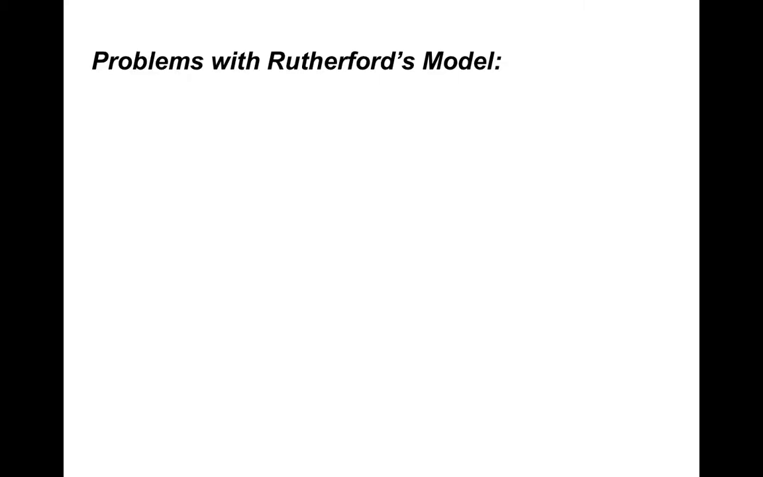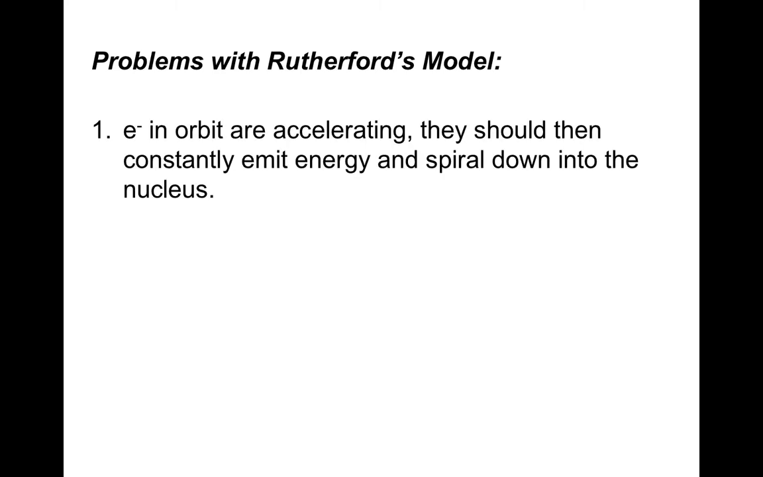A couple problems with the Rutherford model. In the Rutherford model, you have these electrons that are in orbit, in a circular path. And we know that anything that travels in a circle is constantly accelerating. And if electrons are accelerating, they should constantly emit energy and spiral down into the nucleus. But that doesn't happen. So there's problem number one with this model.